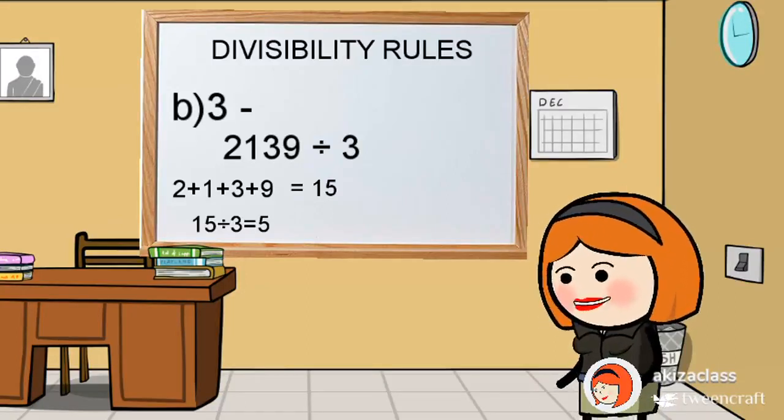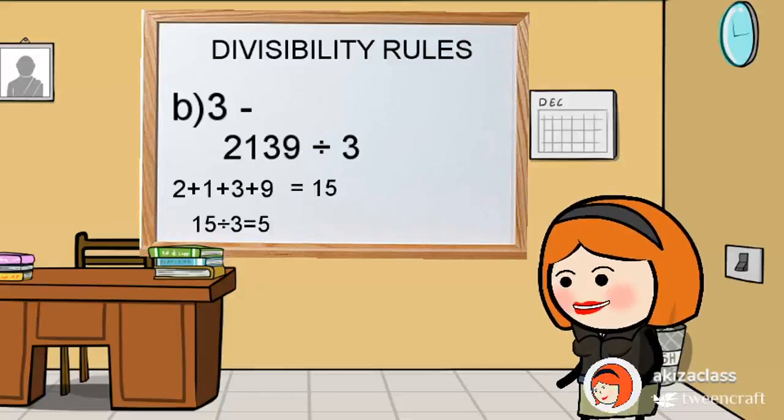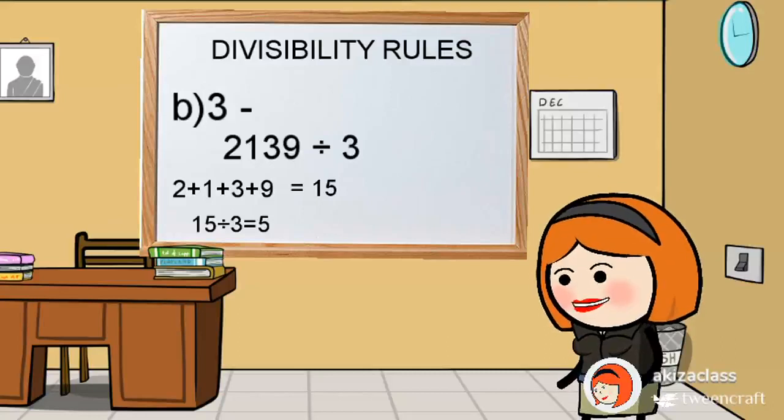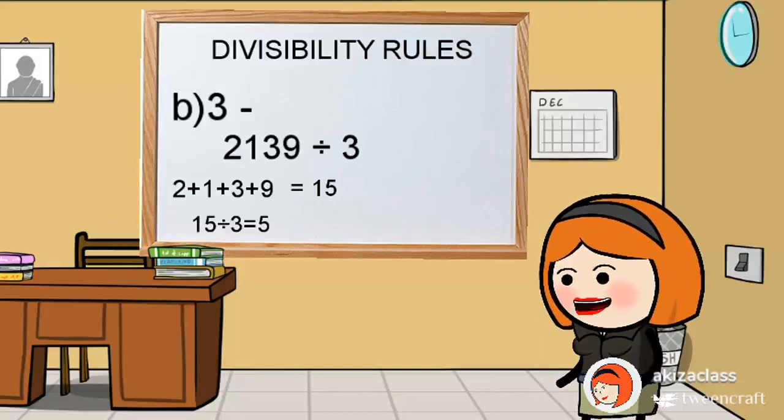Let's take an example. 2139 is divisible by 3 or not. So we will add all the digits, that is 2 plus 1 plus 3 plus 9. We get the answer 15. And we know 15 is divisible by 3. So we can say the whole number 2139 is also divisible by 3.